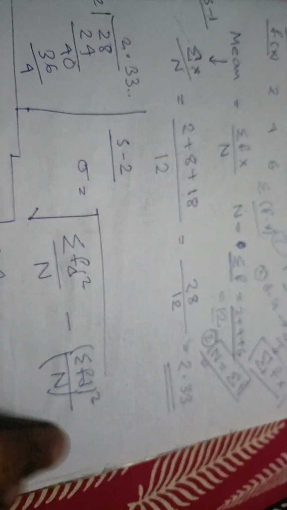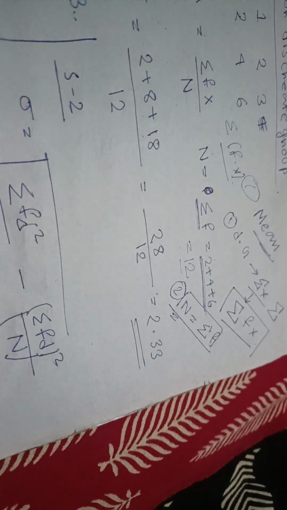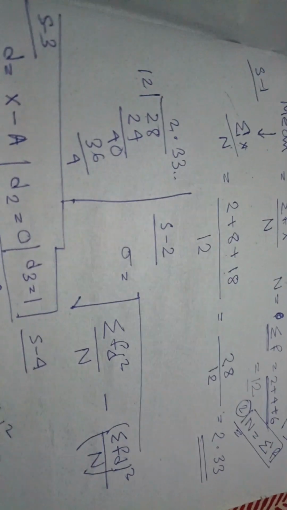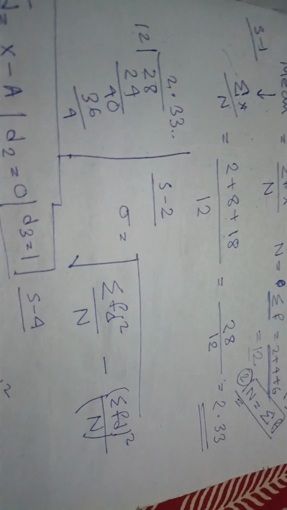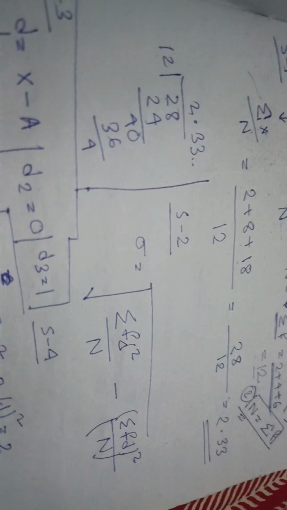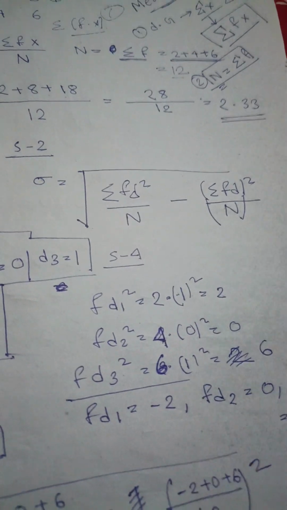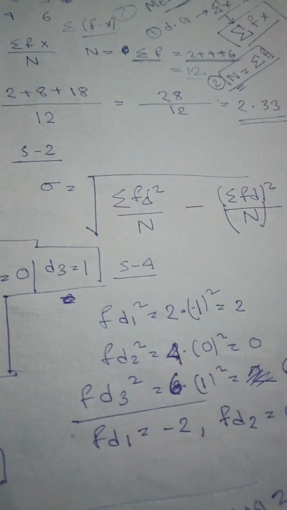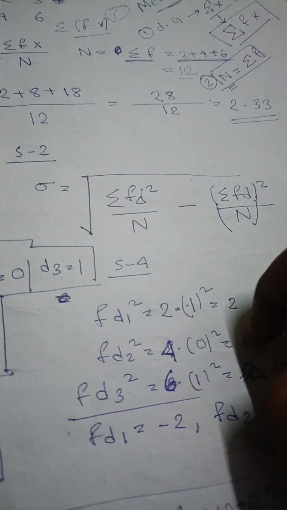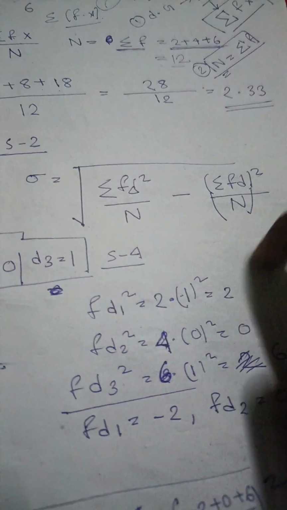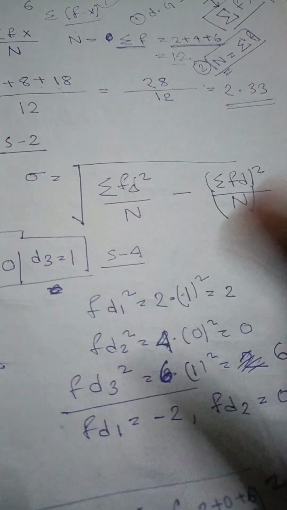Okay, all the things are same. But here, as we see, the mean we have calculated is nothing but 2.33. That is a decimal number, a non-whole number. So for non-whole numbers there is another formula we have seen. What is the formula? The formula is sigma equals root over sigma d square divided by n minus sigma d by n, total whole square.